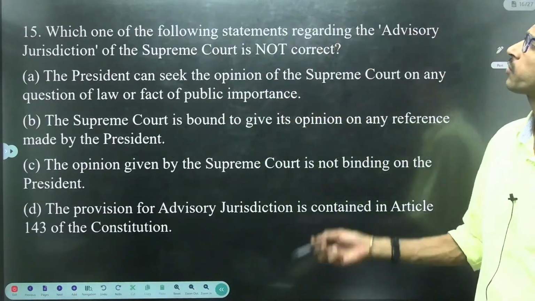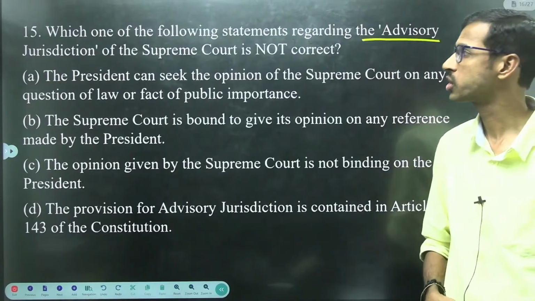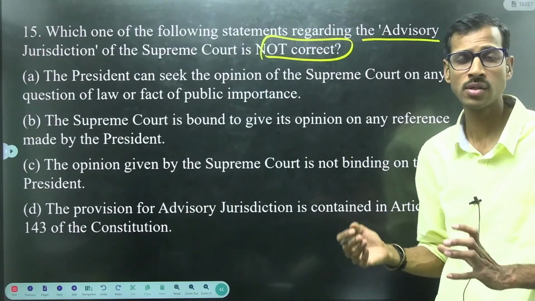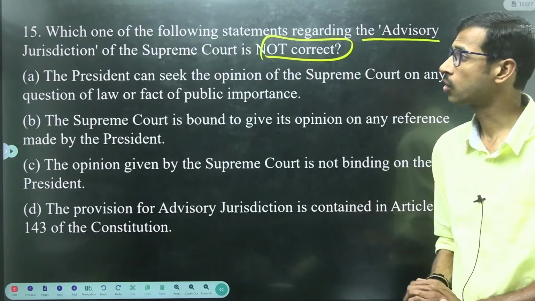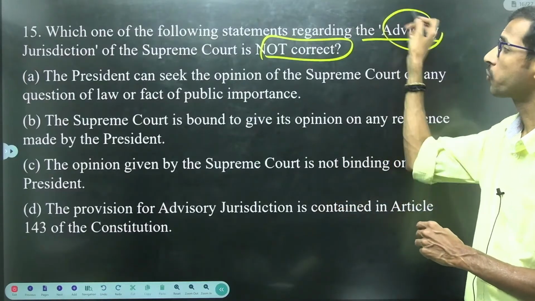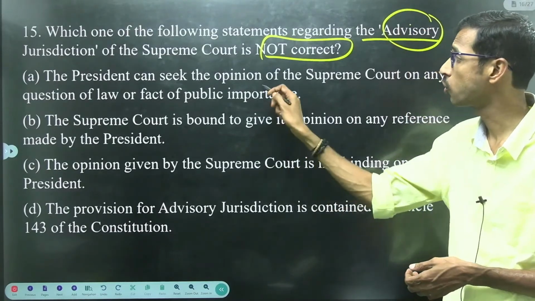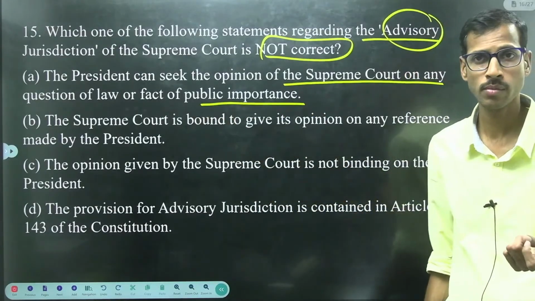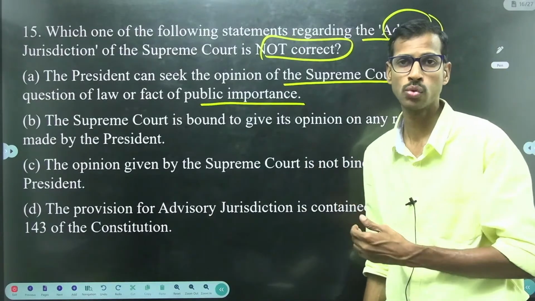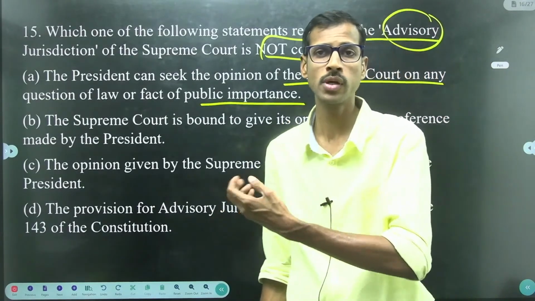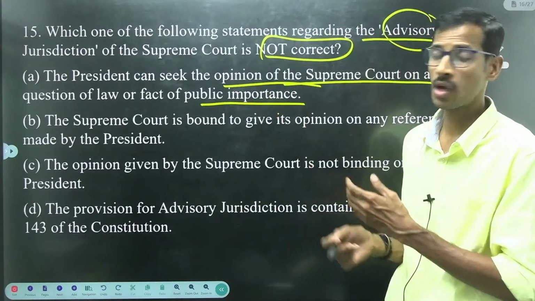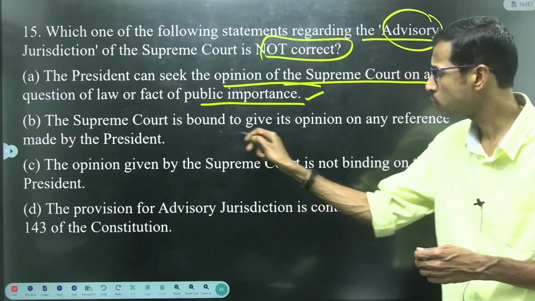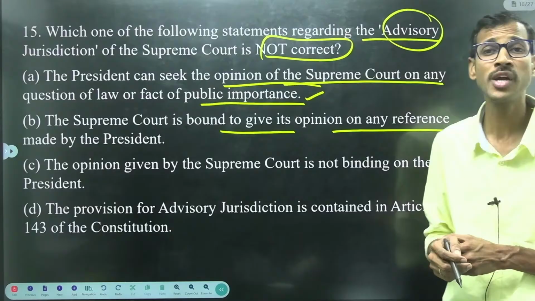Next, which one of the following statements regarding the advisory jurisdiction of the Supreme Court is not correct? The Supreme Court has some sorts of jurisdictions, and here we are talking about advisory jurisdiction. The President can seek the opinion of the Supreme Court on any question of law or fact of public importance. If you have any issue related to fundamental rights or any public importance, the President can seek the opinion of the Supreme Court. So this is correct.